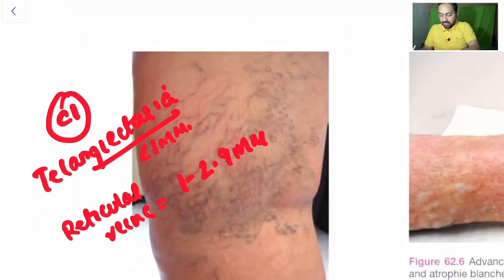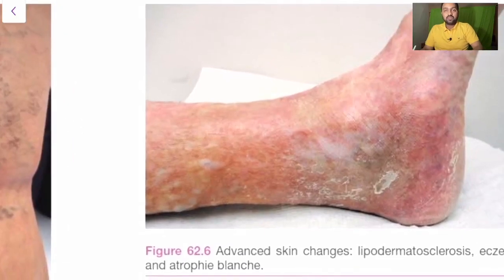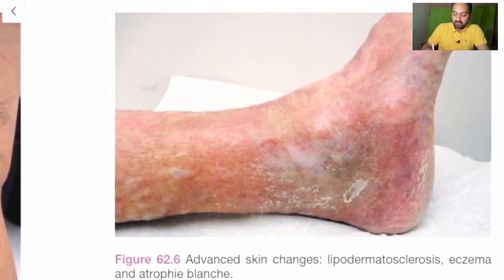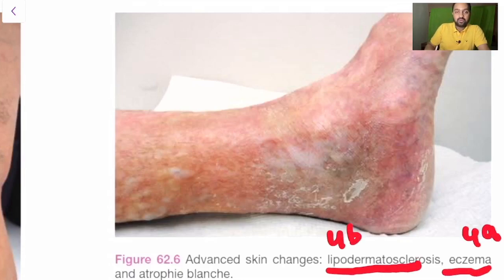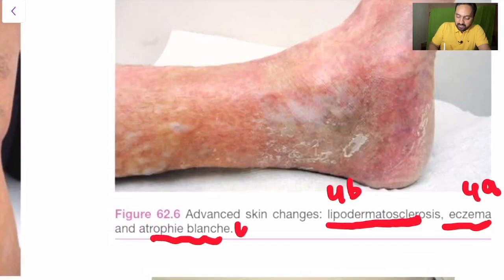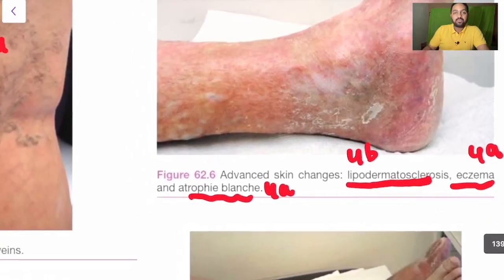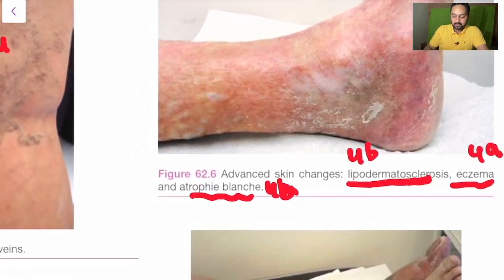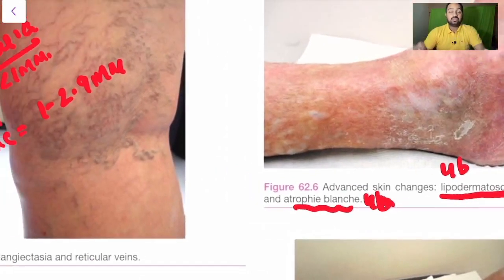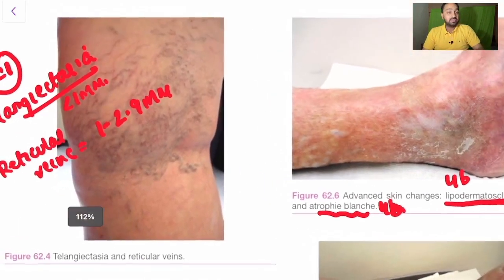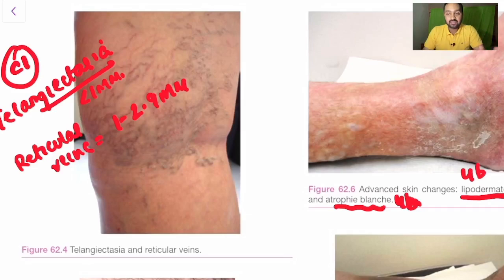Now if you look at this, these are your skin changes, right? So lipodermatosclerosis is going to be a 4B, eczema is going to be a 4A, and your atrophic blanche is going to be a 4B, right? So the next trend that is coming up is giving you an image and asking you regarding your CEAP classification.